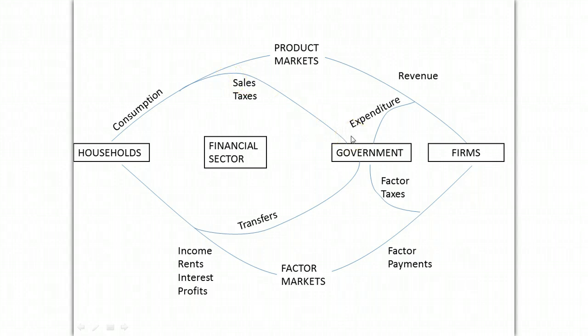So these are the revenues of government. So in Ireland, the sales taxes are VAT and excise duty. And the factor taxes are income tax, you've DIRT, you've corporate income tax, and other selective factor taxes. So income tax, DIRT, deposit interest retention tax, and the corporation tax.